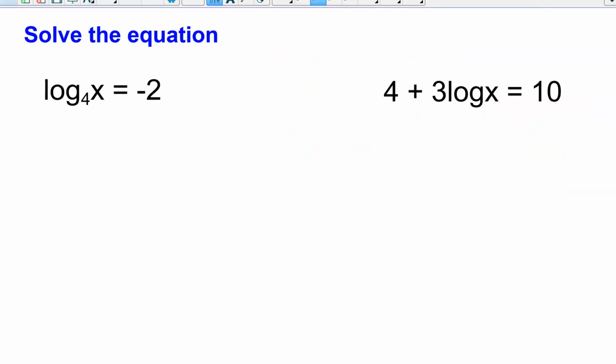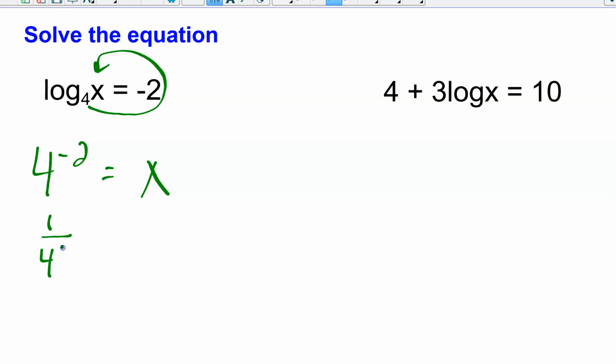Okay, the next one, solve these equations. So again, the x is connected to the log. The only way to disconnect them is to go exponential. So it'd be 4 to the negative 2 equals x. And 4 to the negative 2 is the same as 1 over 4 to the positive 2, which is 1 over 16.